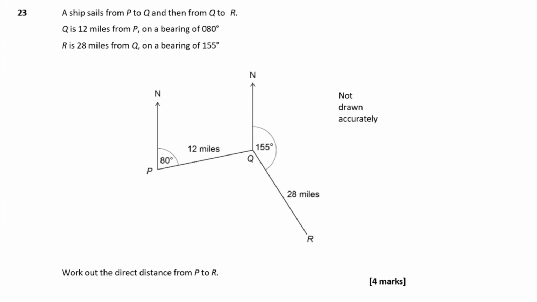Question 23. A ship sails from P to Q and then from Q to R. Q is 12 miles from P on a bearing of 080. R is 28 miles from Q on a bearing of 155. Work out the direct distance from P to R.